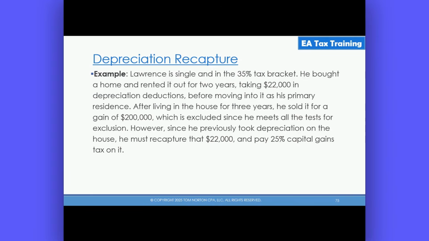So let's do an example. Lawrence is single and he's in the 35% tax bracket. He bought a home and he rented it out for 2 years. And while he rented it out, he took $22,000 in depreciation deductions, but then he moved into that as his primary residence. After living in the house for 3 years, he sold it for a gain of $200,000, which of course he meets the exclusion requirements. So he was able to exclude that whole $200,000. But since he previously took $22,000 of depreciation deductions, he now has to pay 25% tax on that $22,000.